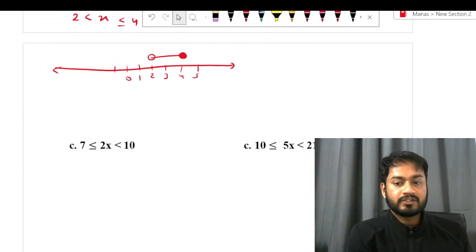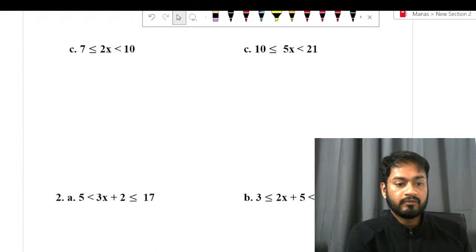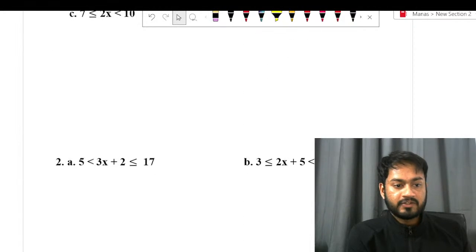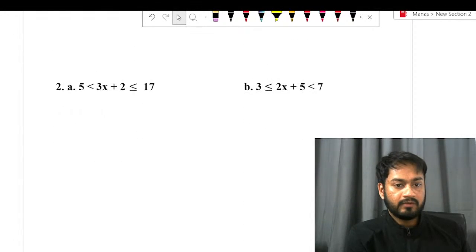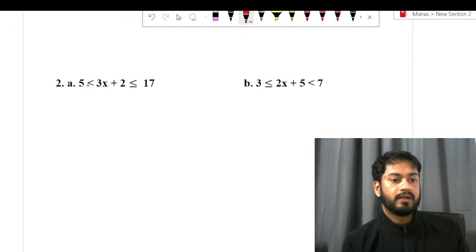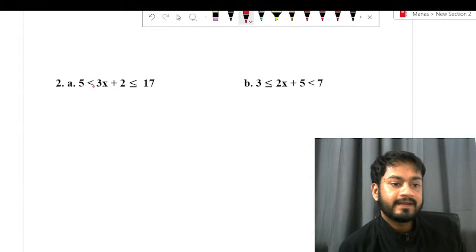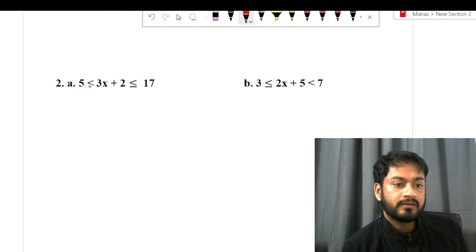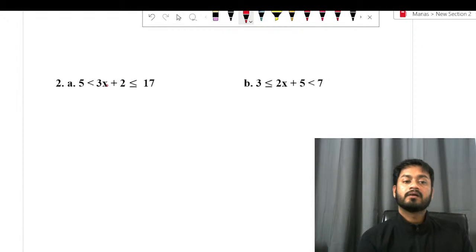Children, this is a topic which is generally very important in the Cambridge exams. So I'm solving one more question like this one. Okay, so 5 is less than 3x plus 2, which is less than or equal to 17. What you need to do is eliminate this plus 2 and the 3 from 3x.